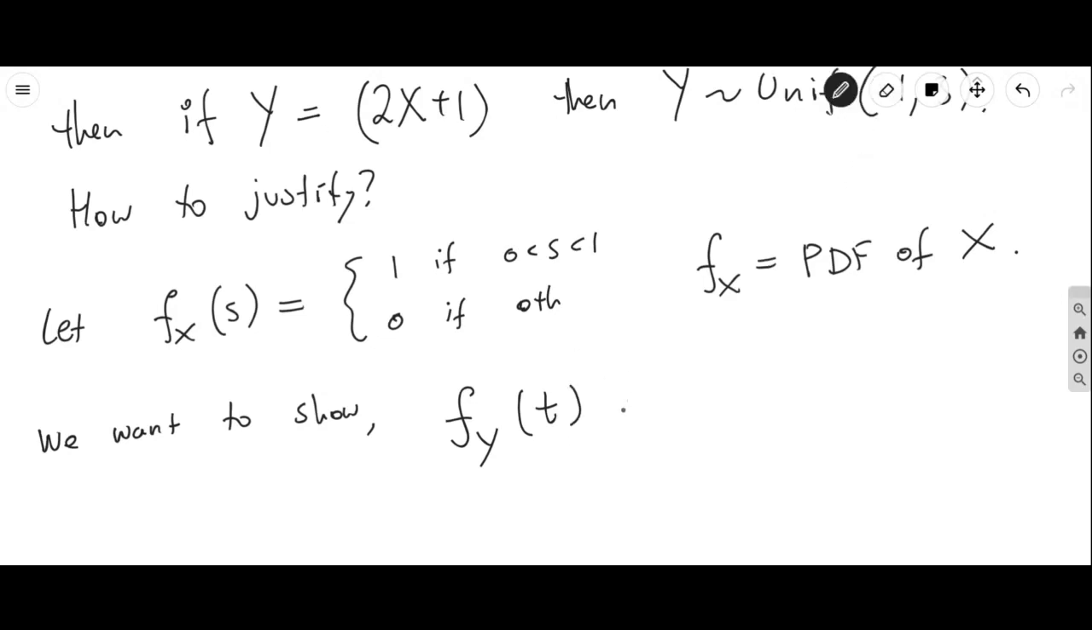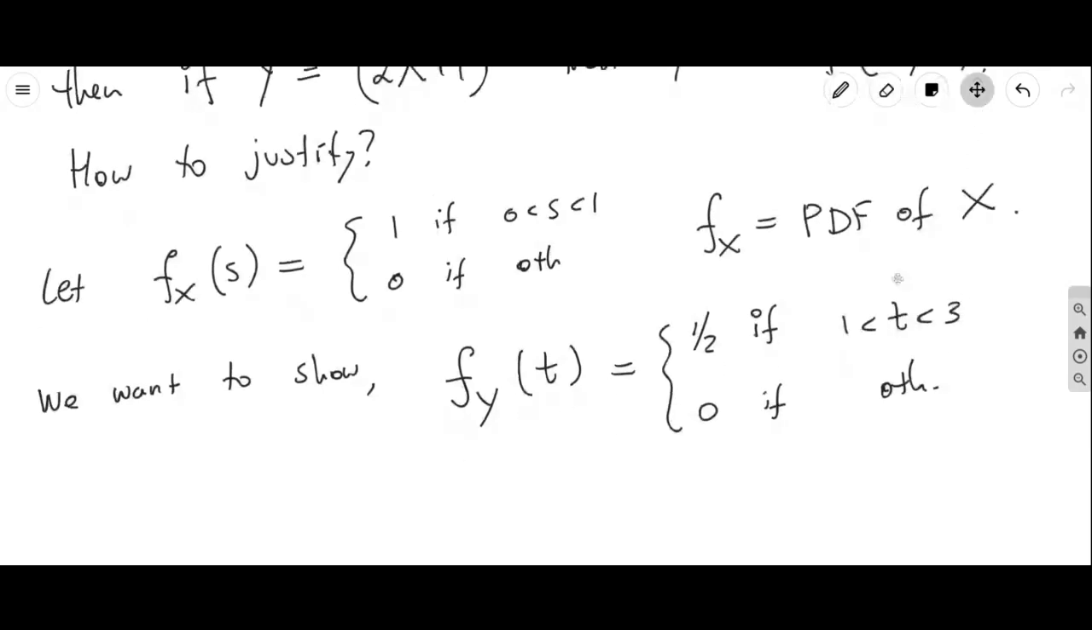That f_Y of t is going to be given by, and this is the part you have to be careful about, 1/2 if t is between 1 and 3, and 0 otherwise. It's not 1, it's technically a half, because part of what it means to be a PDF is that when you integrate it, it has to be 1. This is 2 units across, so the rectangle has to be 1/2 unit tall, so that the area underneath the PDF curve is exactly 1. So this is what we want to show.